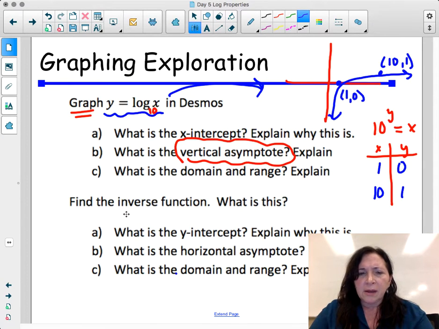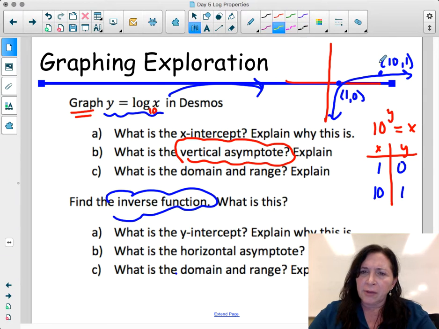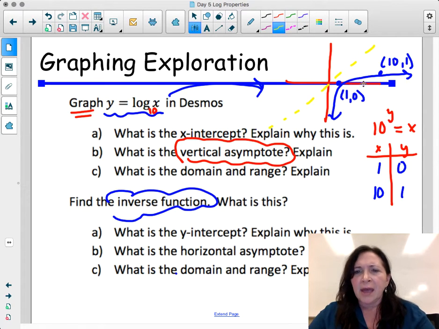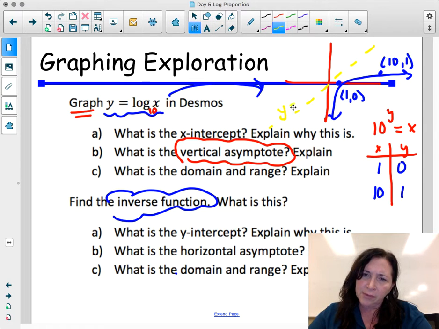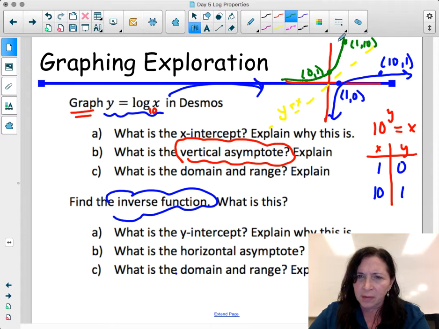Now, keep in mind, how would I find the inverse function of this? Well, I have a couple of options. One option is to draw the line in, that I could draw this line, this y equals x line, right? And then I can reflect my graph across that y equals x line, okay? Option 2 is I could take my points and take the inverse of my points. So if I have 1, 0, my inverse is going to be 0, 1. And if I have 10, 1, my inverse is going to be 1, 10. Okay, and so that's option 2, and I know that this graph is now going to come up like this.